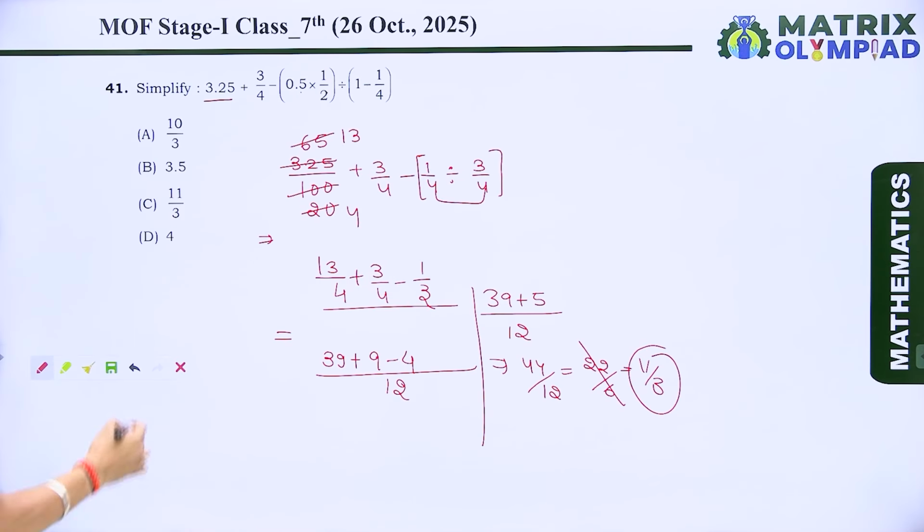Check which option is correct. So here 11 upon 3. It means option number C is the correct answer.